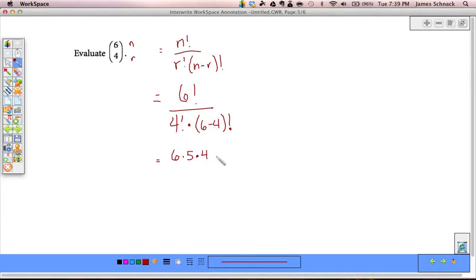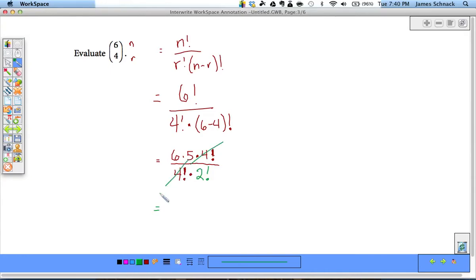But I'm going to stop here and say that it's times 4 factorial. Why, you may ask? Well, because there's a 4 factorial in the denominator. And what happens when we're multiplying by the same thing in the numerator and denominator? Hope you're thinking those are going to cross out, because this is multiplication. And then 6 minus 4, that's 2 factorial.